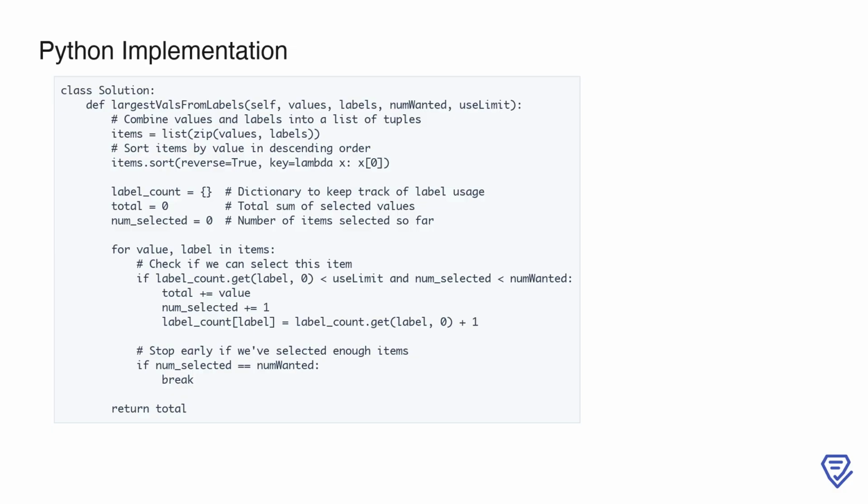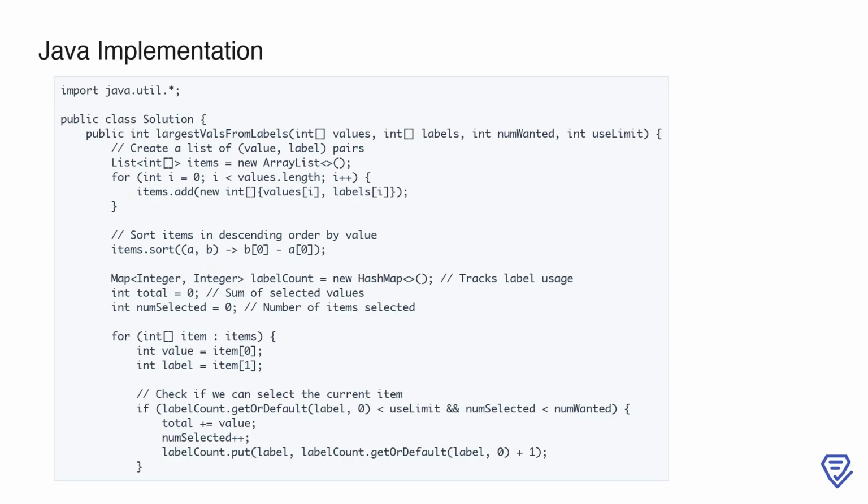number of items gracefully. Here, we start by importing the necessary Java utilities and defining our class and method. The goal of this method is to determine the largest possible sum of values from a given list, while adhering to constraints on the number of items we can select and the frequency of labels. First, we create a list of pairs, where each pair contains a value and its corresponding label. This helps us manage the association between values and labels easily.